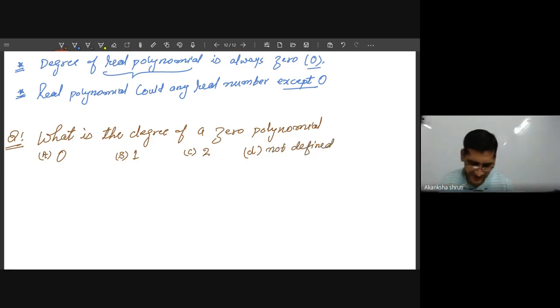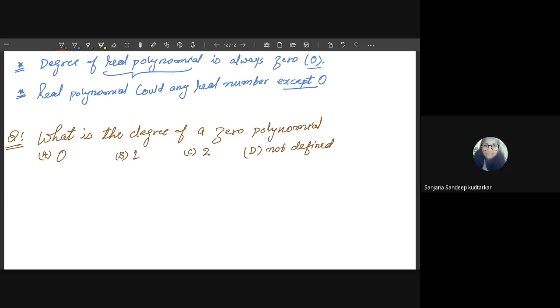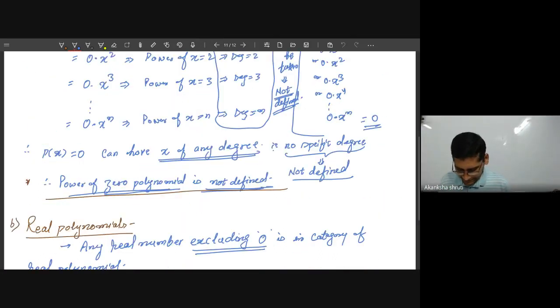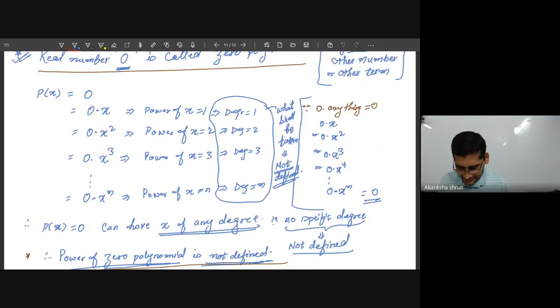Option will be given. So the correct choice is D. Not defined. Answer is D. Why not defined, students? Just here I had explained everything. While the value is 0, or the polynomial is 0, then x can have any power.